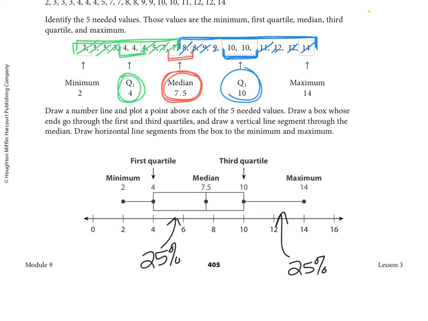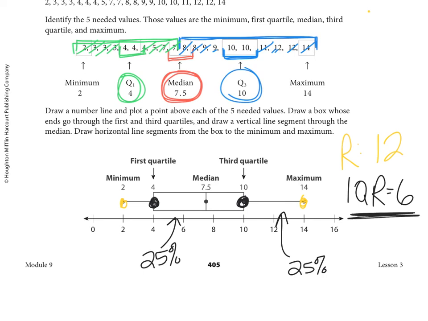The last thing we can talk about here is that for range, on this one the range is going to be 12, because I do 14 minus 2. And then the interquartile range, which we call IQR, is going to be 6, because I do 10 minus 4. This interquartile range should always be smaller than the range because it's inner. It's part of that larger range set.